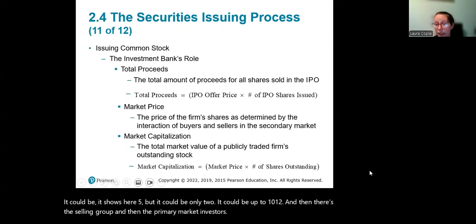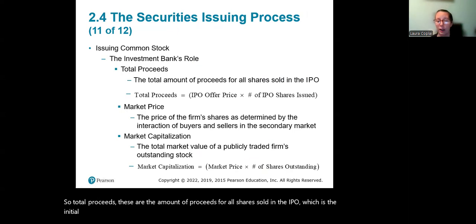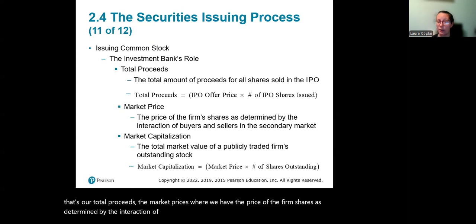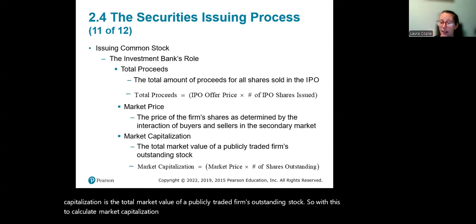So total proceeds. These are the amount of proceeds for all shares sold in the IPO, which is the initial public offering. So they are the IPO offer price times the number of shares issued. So that's our total proceeds. The market price is the price of the firm's shares as determined by the interaction of buyers and sellers in the secondary market. Market capitalization is the total market value of a publicly traded firm's outstanding stock. To calculate market capitalization, you take the market price and multiply that by the number of shares outstanding.